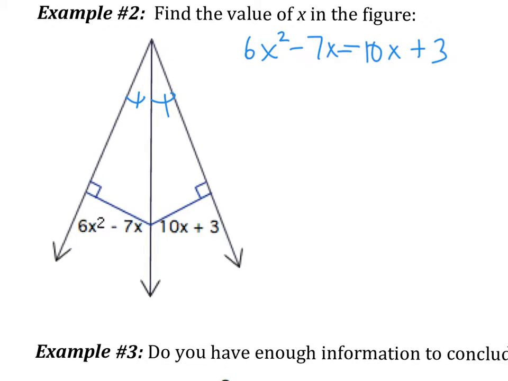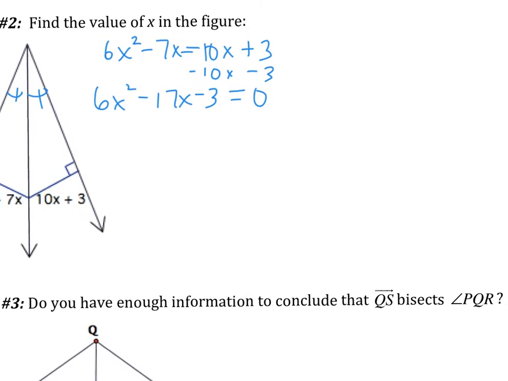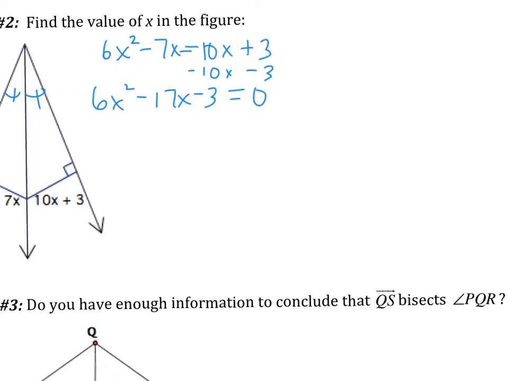The concept that you need to know is you have to set it equal to 0. So that means I got to subtract 10x and I got to subtract 3. So now I've got 6x squared minus 17x minus 3. Then you should have learned, and I just talked to Mrs. Hope about this, the splitting the middle term where you use the earmuff method. She might not have called it the earmuff method.